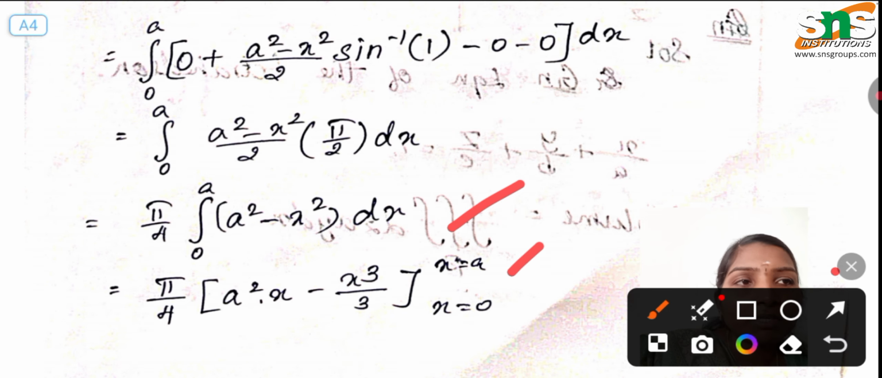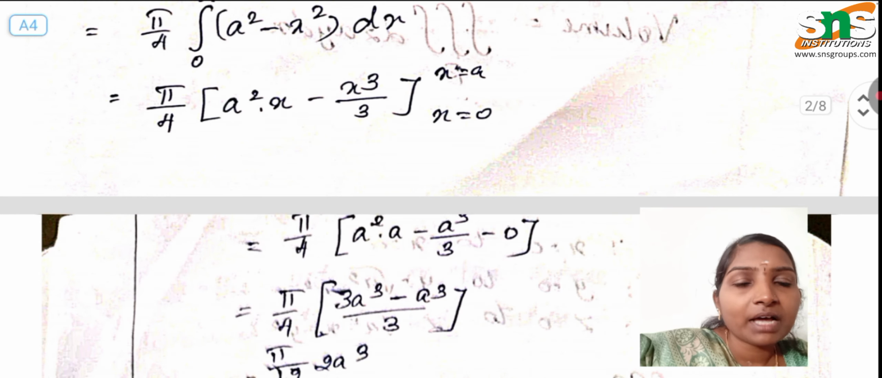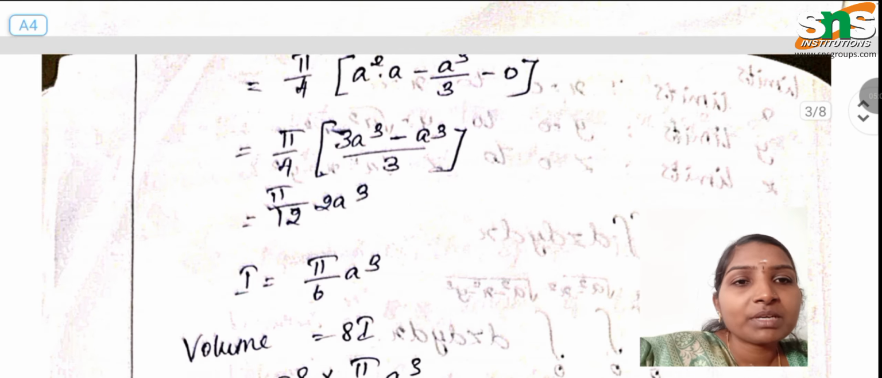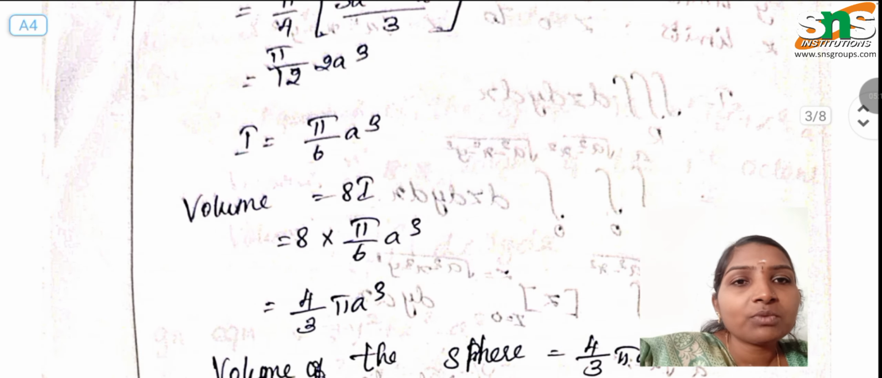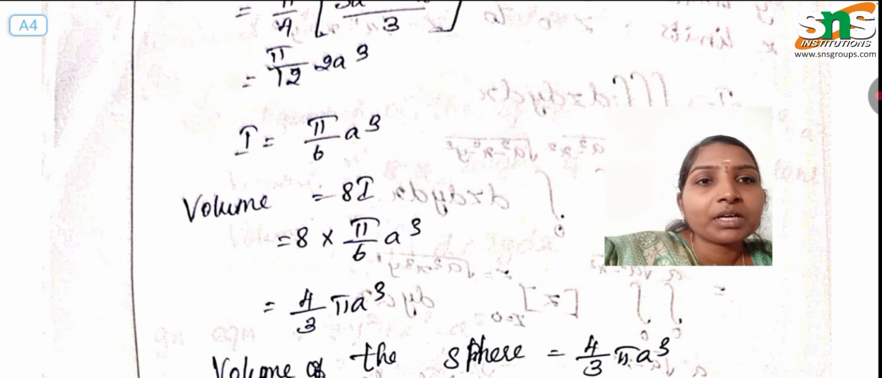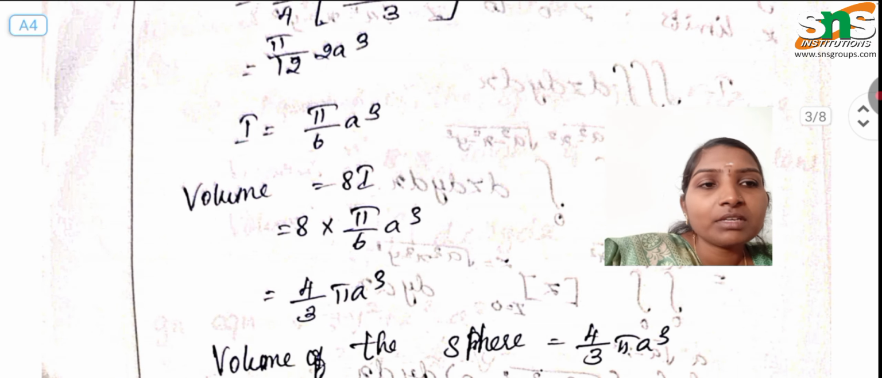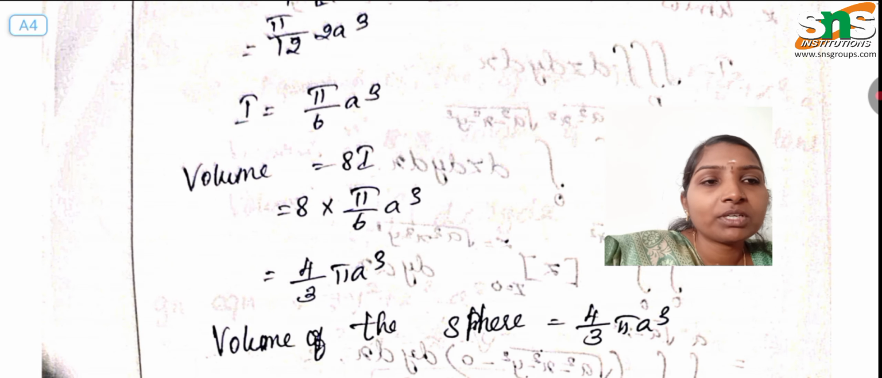On substituting the upper limit and the lower limit, we will have the value as a square into a minus a cube by 3 minus 0. This can be taken with an LCM. This is 3a cube minus a cube divided by 3, which is nothing but 2a cube by 3, and with pi by 4, it gives pi by 6 into a cube. We know that volume is equal to 8 into the volume of the first octant, so it is 8 into pi by 6 into a cube. On simplifying it, we will have the volume of the sphere as 4 by 3 into pi a cube.